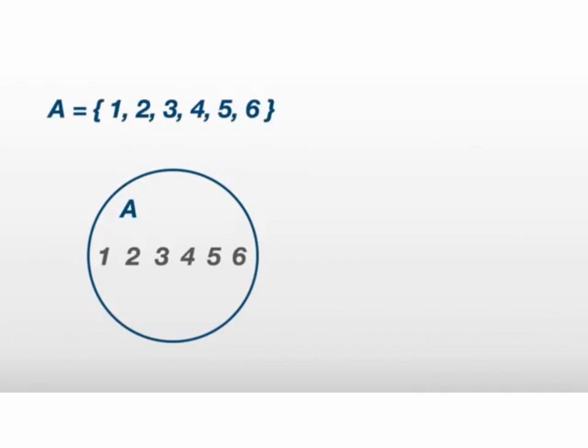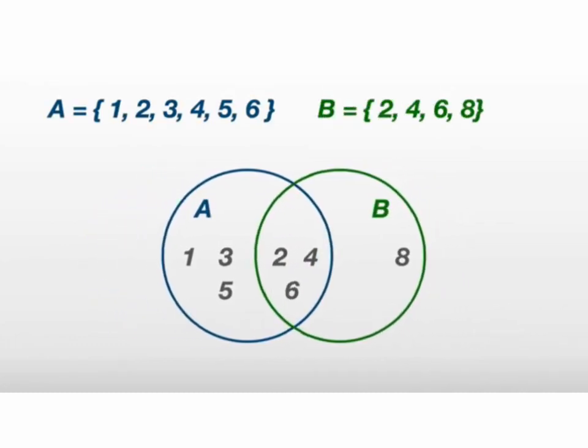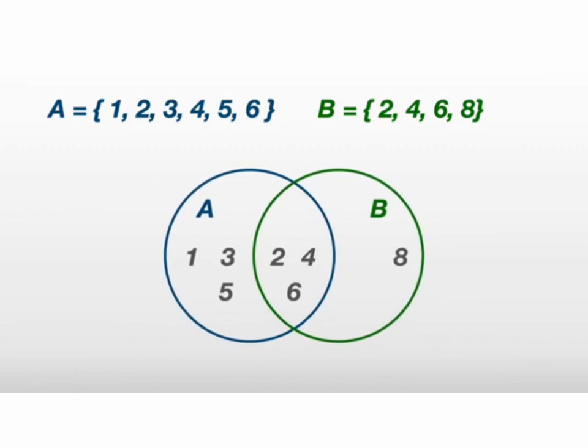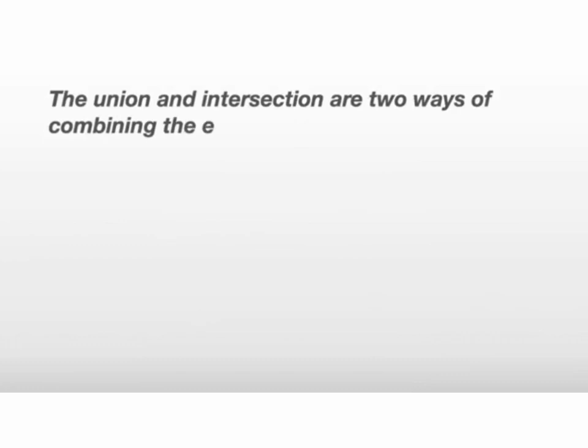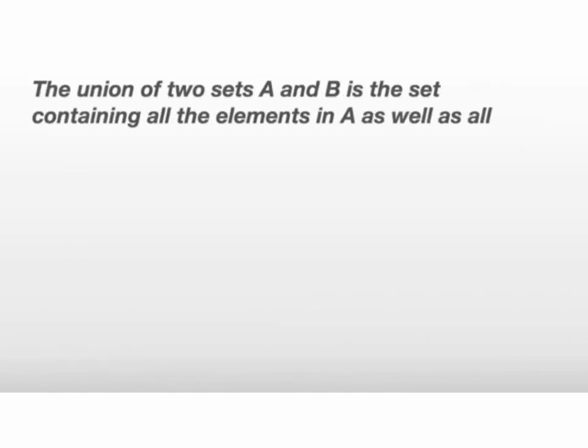Two sets may share some elements. We indicate the elements in common to both sets using the overlap of two circles in what's known as a Venn diagram. The union and the intersection are two ways of combining the elements in two sets into a new set. The union of two sets A and B is the set containing all of the elements in A as well as all of the elements in B.